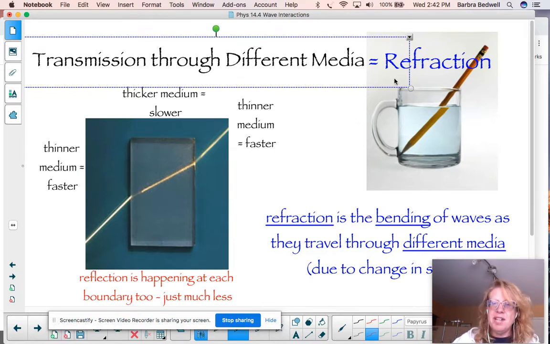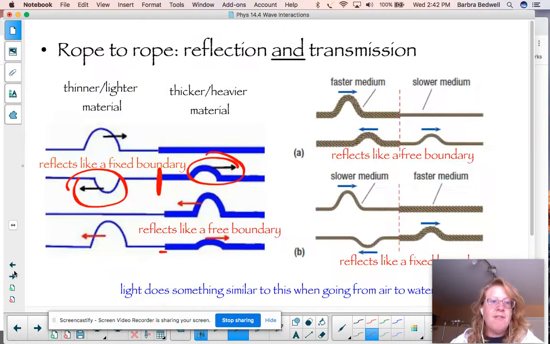And it's really hard to say reflection and refraction. One's got an L, one's got an F in it. So be careful of that. Refraction means that the wave is traveling through different media. Reflection means it's bouncing off.